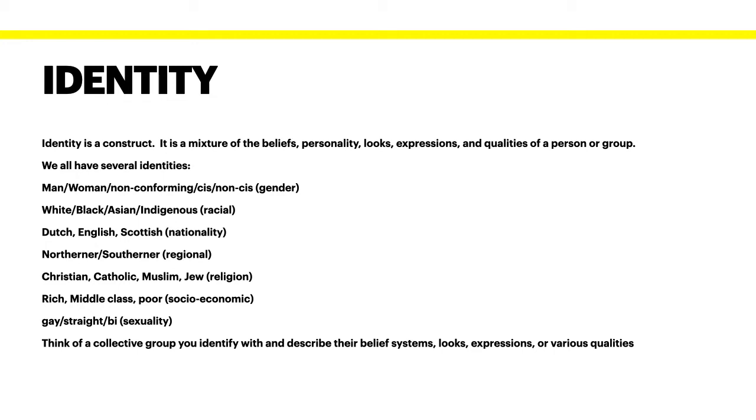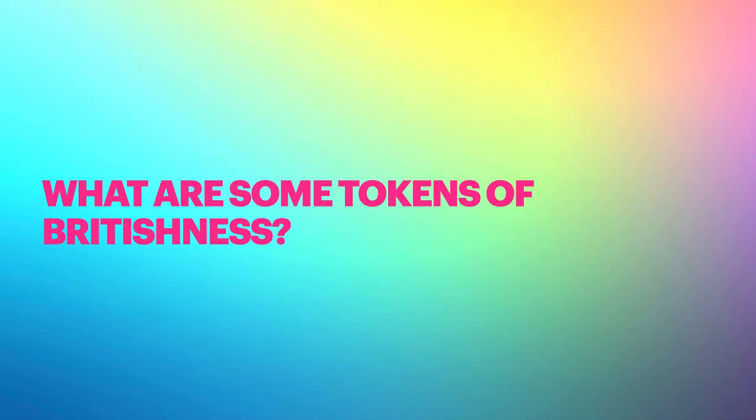So right now I want you to take a few seconds to think about the identities, these kind of labels that you use for your own identity, and describe what the belief system, look, expressions, or various qualities of this group are. We're going to look in this class at what we call tokens of Britishness. A token is almost like a very superficial aspect of an identity. In a lot of cases, people actually find these labels that we use for identity to be quite counterproductive, sometimes even constraining in the way that we look at ourselves. But we're going to start by looking at these tokens of Britishness.